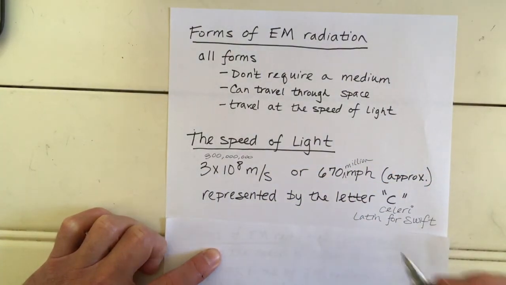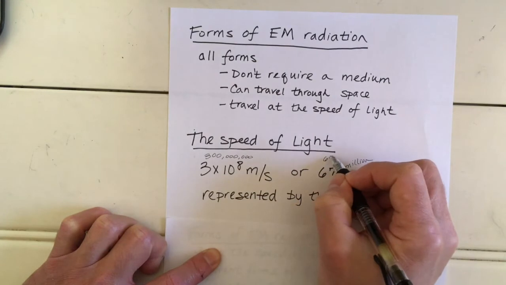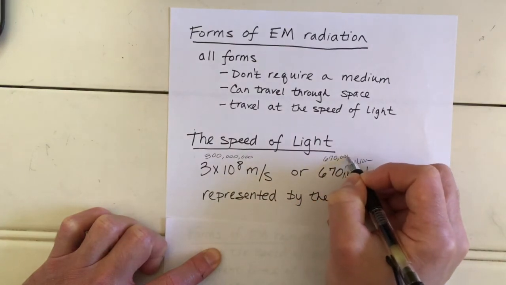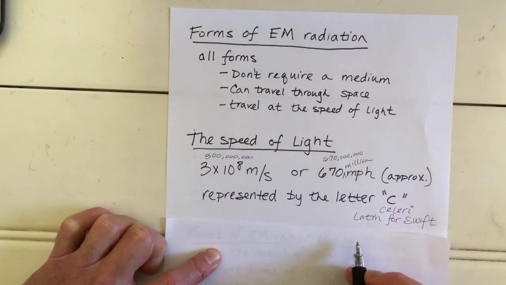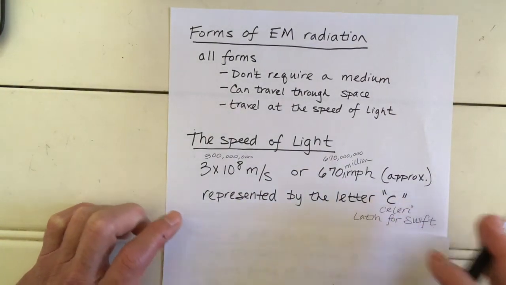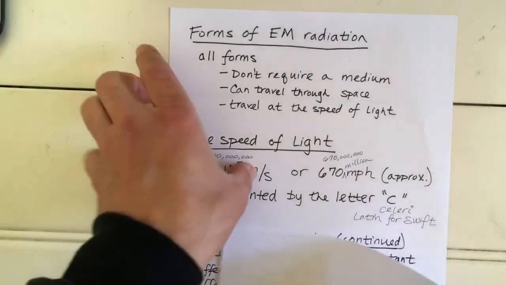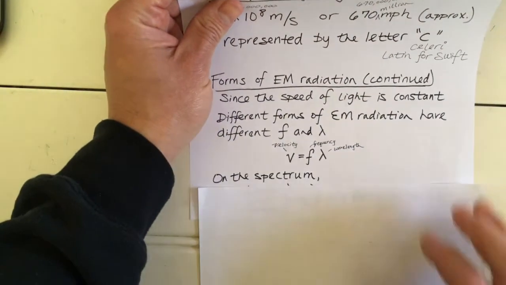So just to give you an idea, I'll write that out too, just so we're clear. So about 670 million miles per hour. So quite quick.